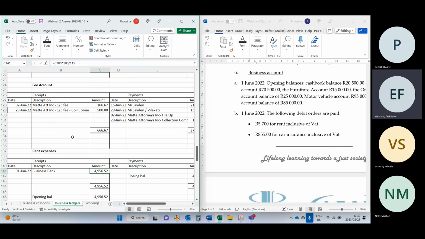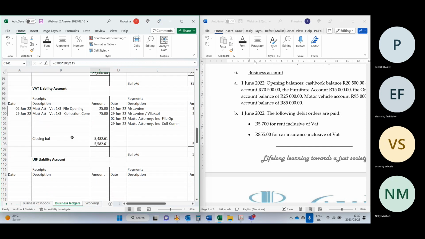We go to the VAT account. This is on 1 June 2022. So this is our rent, and it's 5,700 inclusive of VAT. So the VAT is 15 by 115, like that. This is the formula.